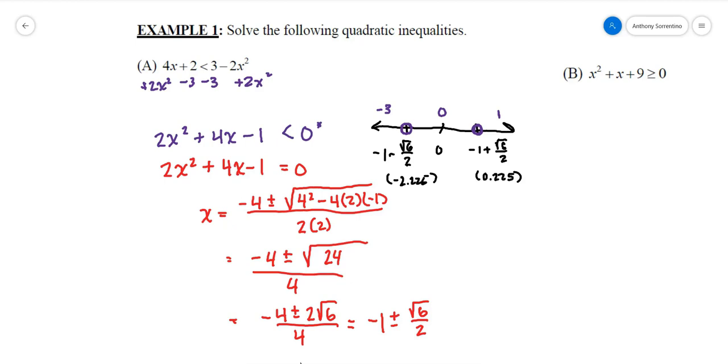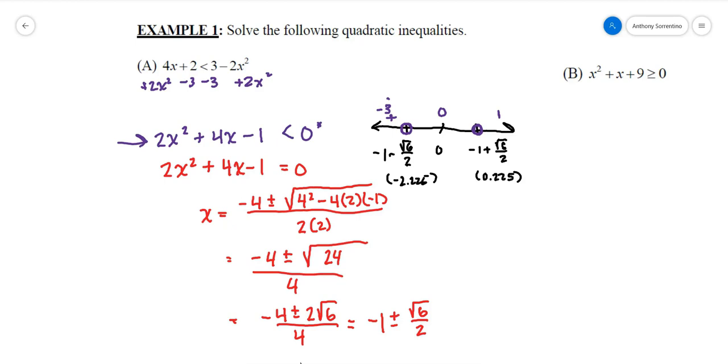Like for instance, if I use -3 here and plug it into this inequality, I'm going to have 2 times 9, which is 18, plus 4 times -3, which is -12. So I have basically here 18 minus 12, which is 6, minus 1, that's going to be positive. Well, I want it to be negative, so I'm not going to shade that region.